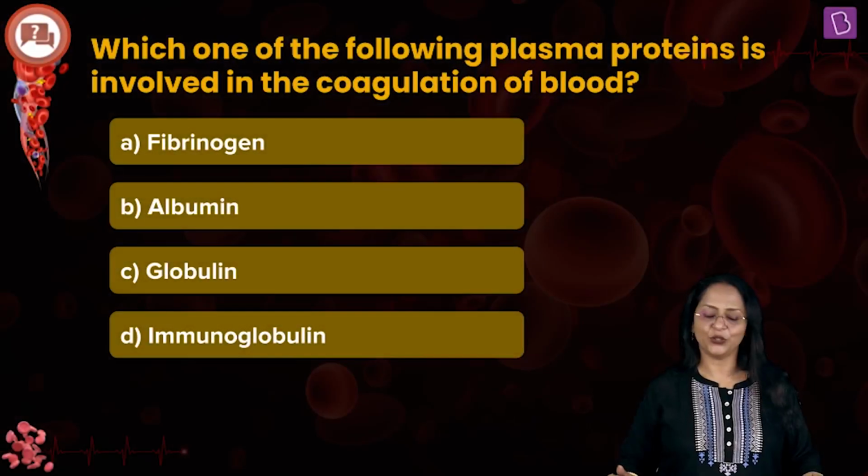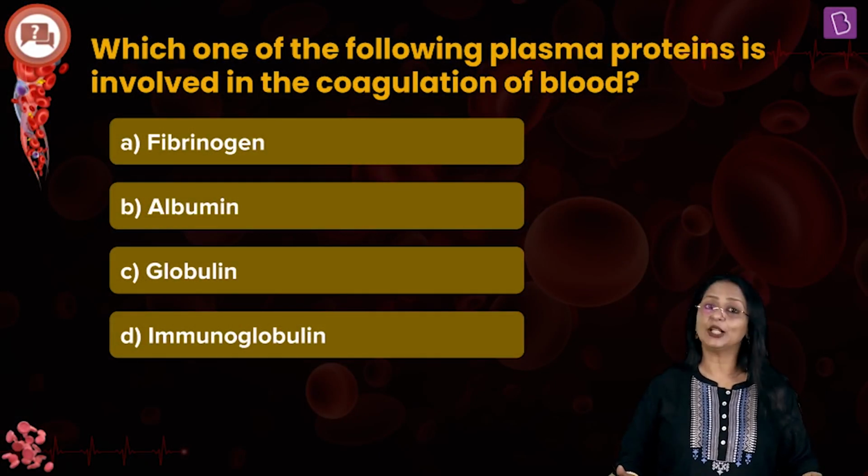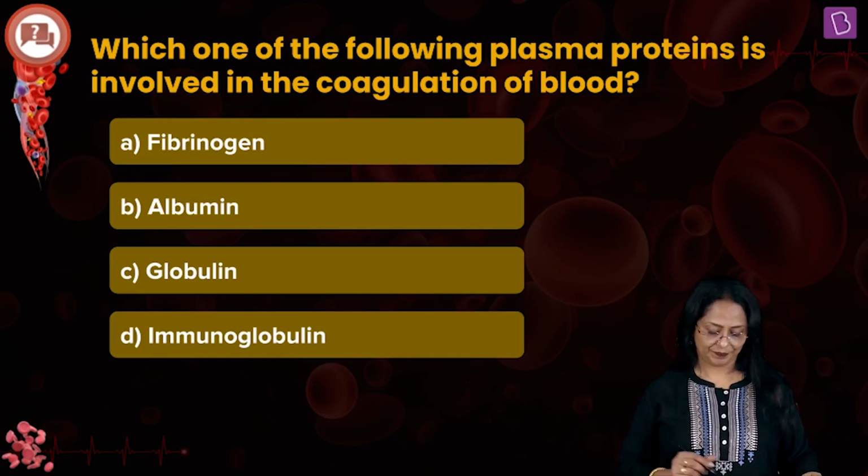Let us now look at this new question. Which one of the following plasma proteins is involved in the coagulation of blood? Is it A, fibrinogen, B, albumin, C, globulin, or D, immunoglobulin?